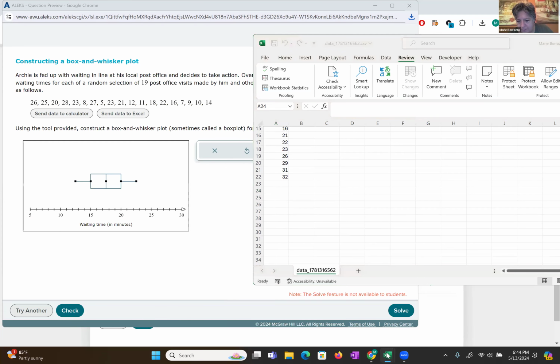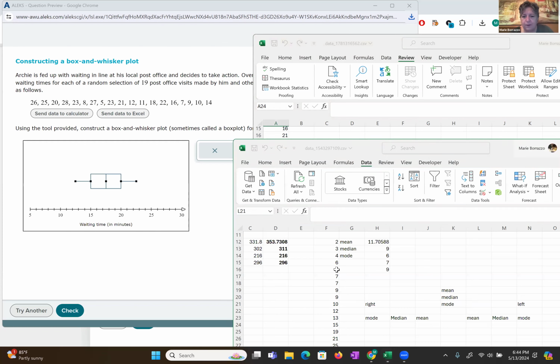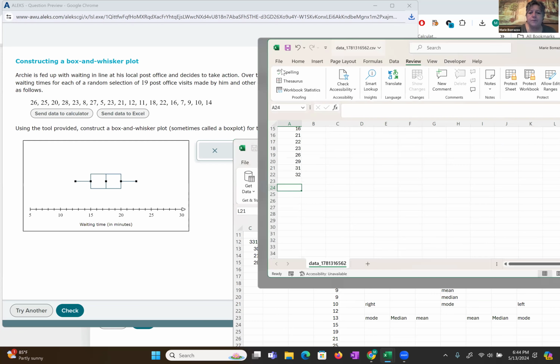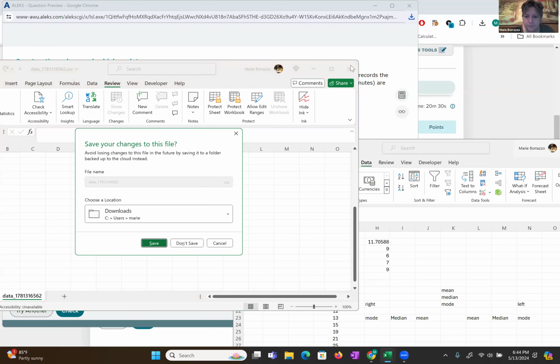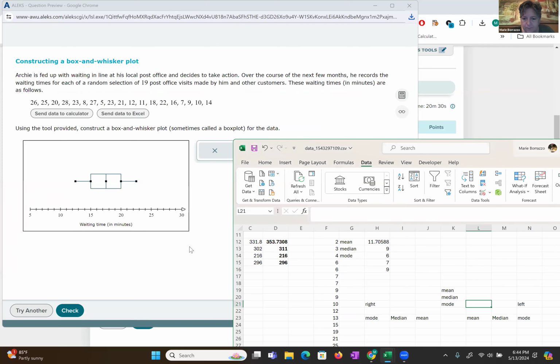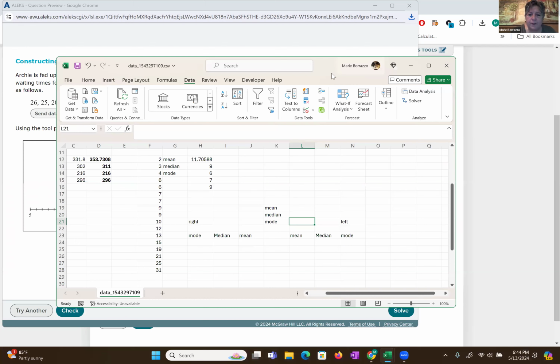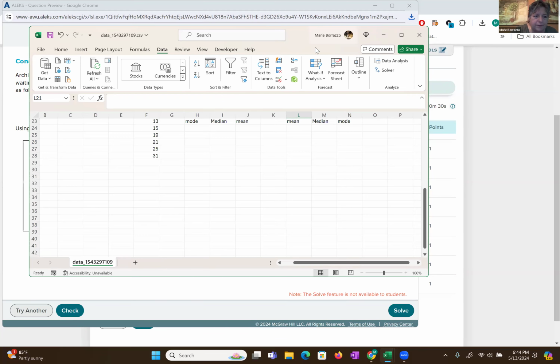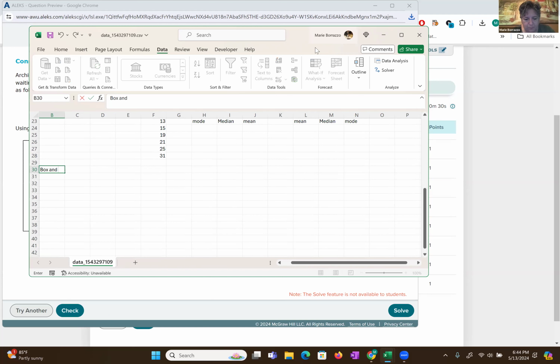Okay, and where is my Excel? Yeah. All right. Let me take this one. Okay, so this is the third example, the fourth one I think you need to own. So I'm going to call it box and whisker. And dumping the data there. And yes, they ask you to draw it.